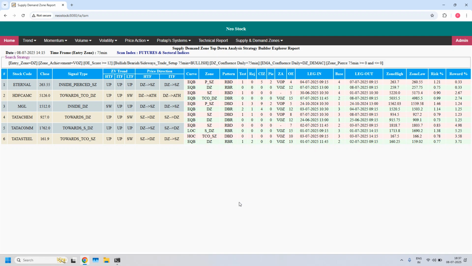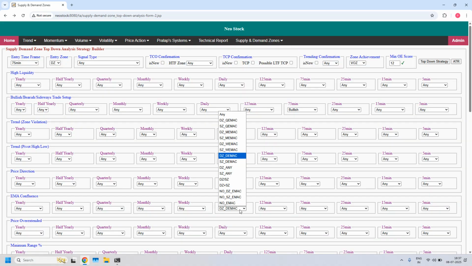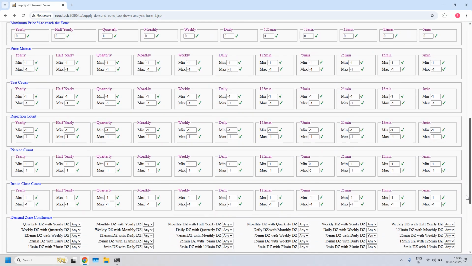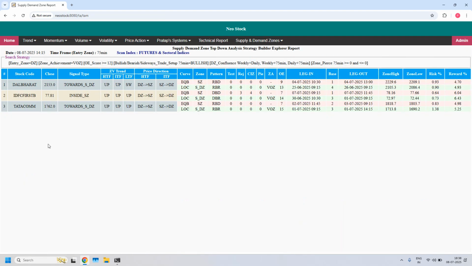Okay, next we will look into LTF, ITF, HTF demand zone confluence supported stocks. Removing the EMA filter. That is 75 minutes, daily and weekly demand zone confluence. 3 filters I have to set. This is the 75 and daily, 75 and weekly, daily and weekly demand zone confluence. With all 3 filters, we got 3 stocks.